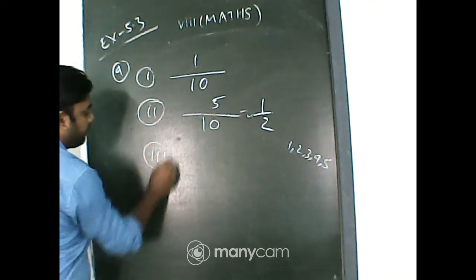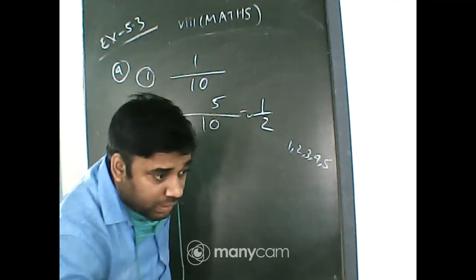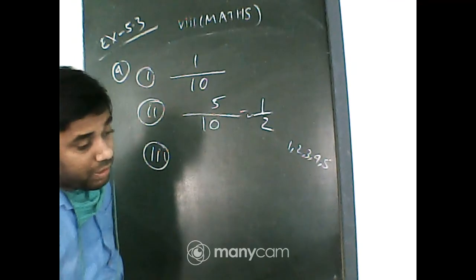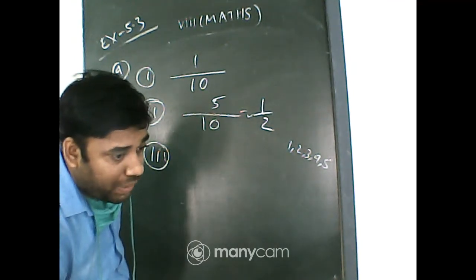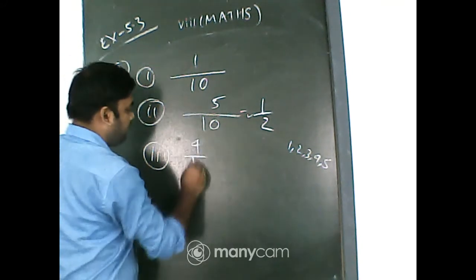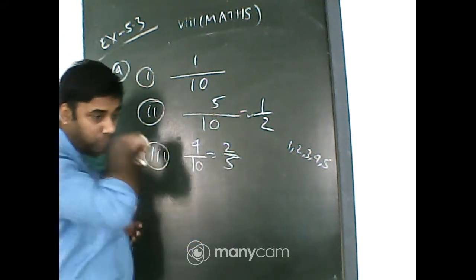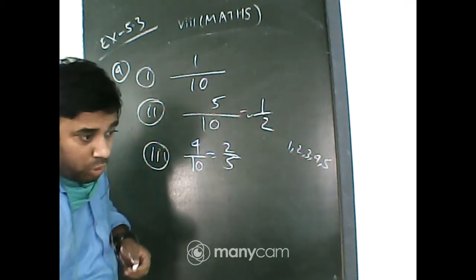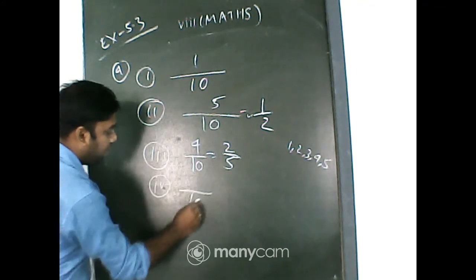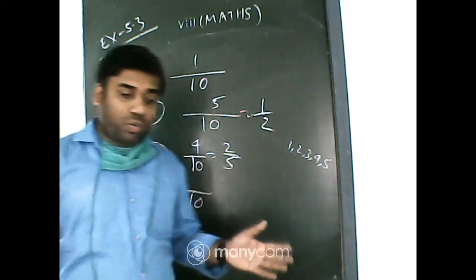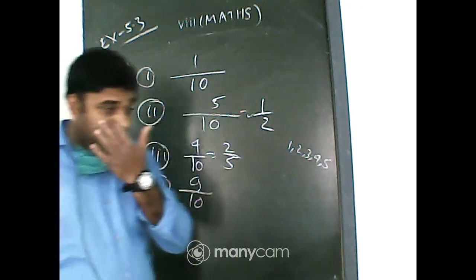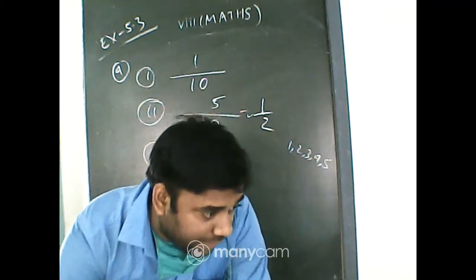Question number 3: getting a number greater than 6. Here also you cannot take 6, so the numbers are 7, 8, 9, 10. 4 possible outcomes, that is 4 by 10, that is 2 by 5. And the last one: the possibility of getting a 1 digit number. 1 to 9 are all 1 digit numbers, so that is 9 by 10. Okay, clear?